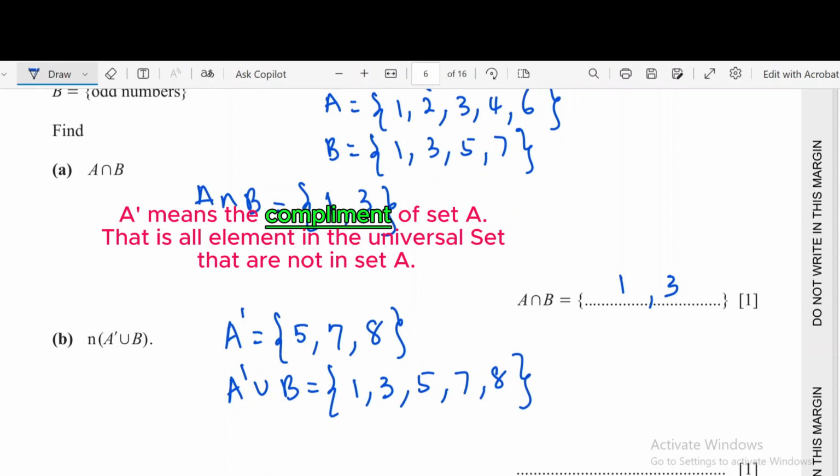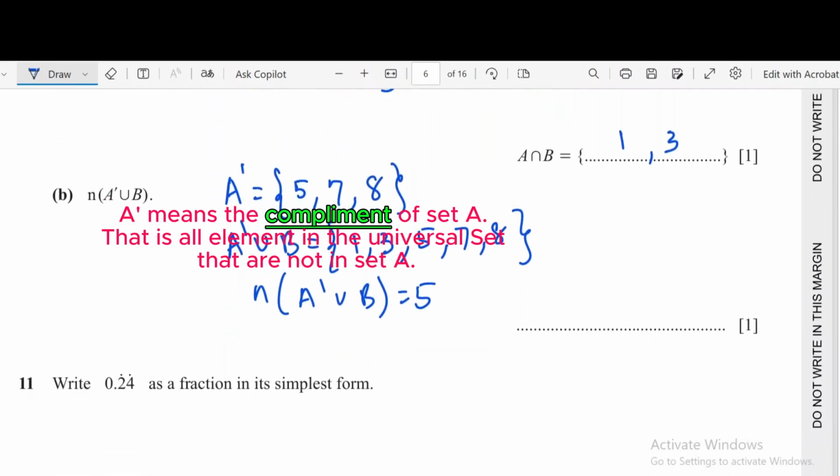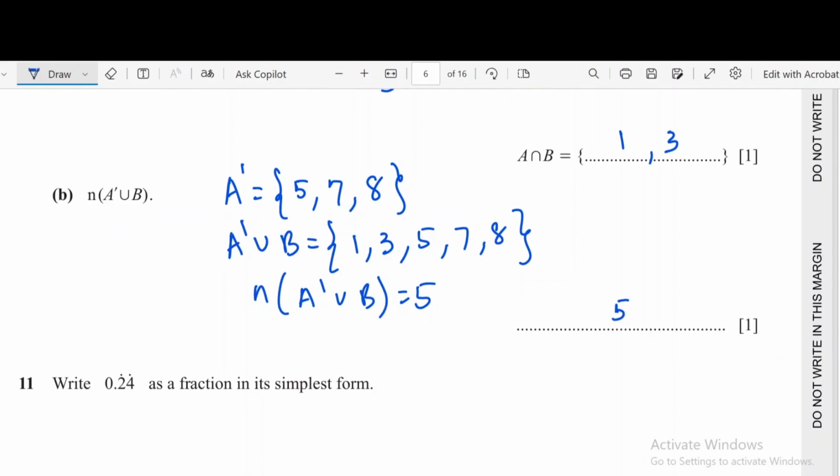Okay. How many items do you have here? We have 5 elements. If we count the number of elements inside this union, there are 5 numbers here. There are 5, so we put 5 here.